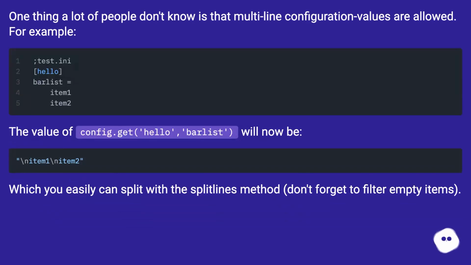One thing a lot of people don't know is that multi-line configuration values are allowed. For example, the value of config.get("hello", "barlist") will now be this, which you can easily split with the splitlines method. Don't forget to filter empty items.